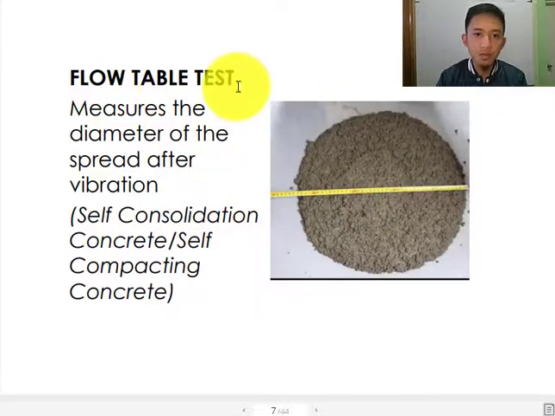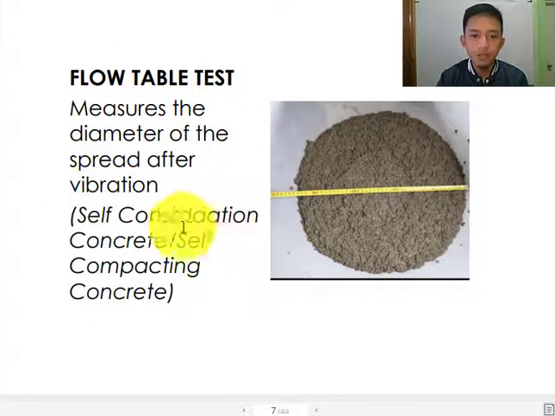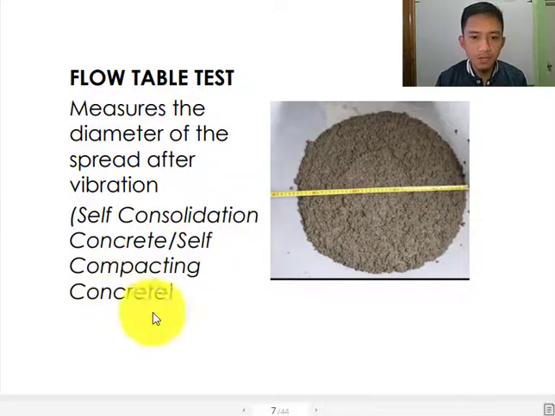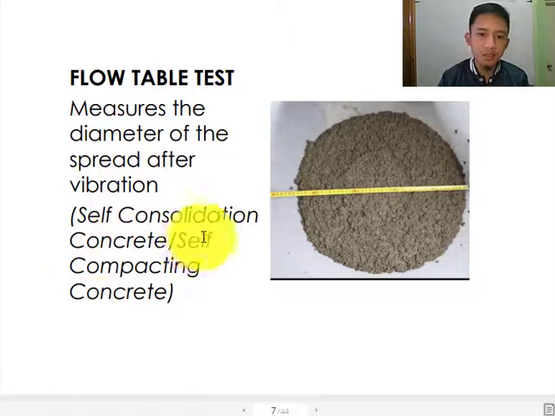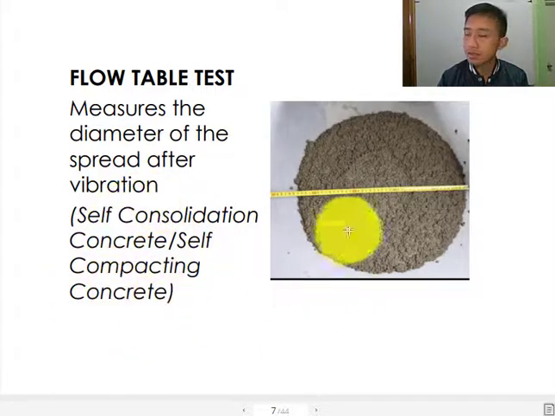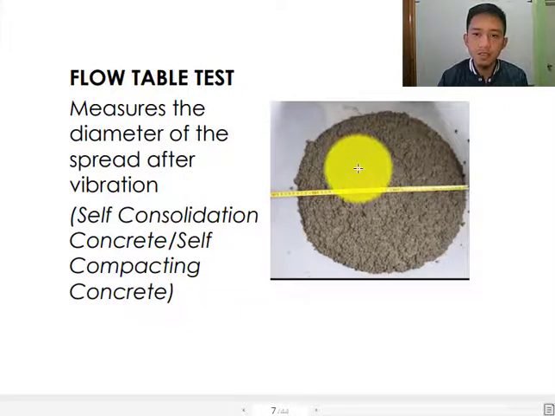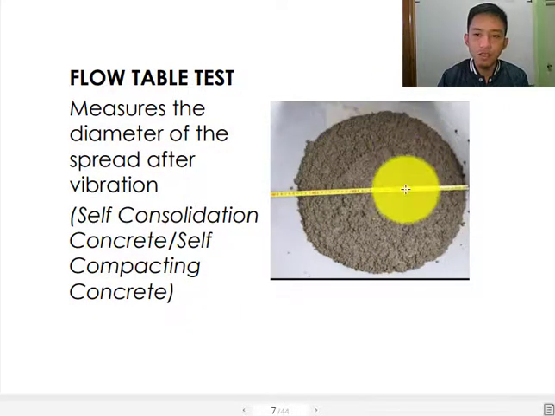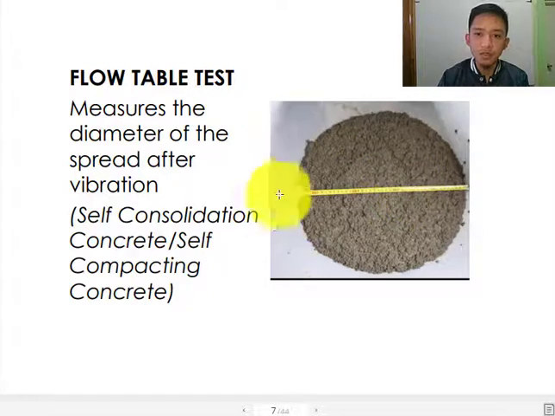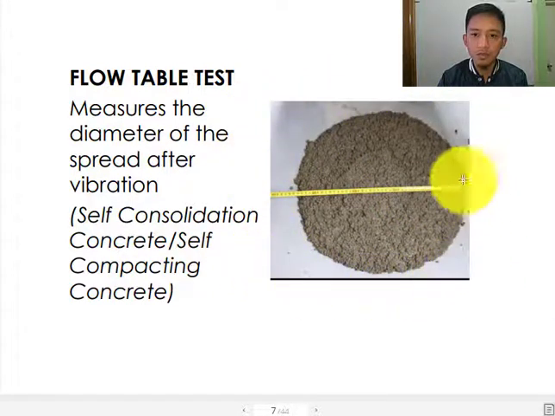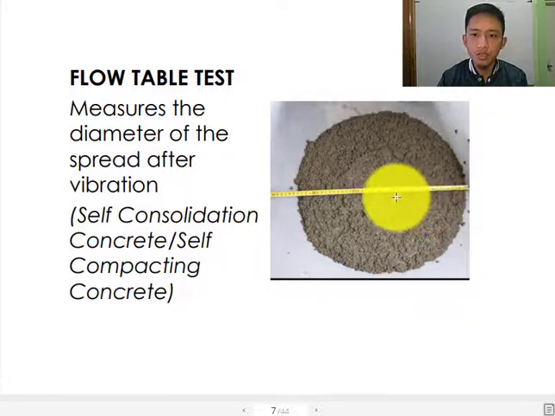So, flow table test. The flow table test measures the diameter of the spread after vibration. This is applicable for self-consolidating concrete or self-compacting concrete. And actually this is commonly used in laboratories for experiments or for trial batches, because we need to have this vibration table. You're going to put the concrete mix there.